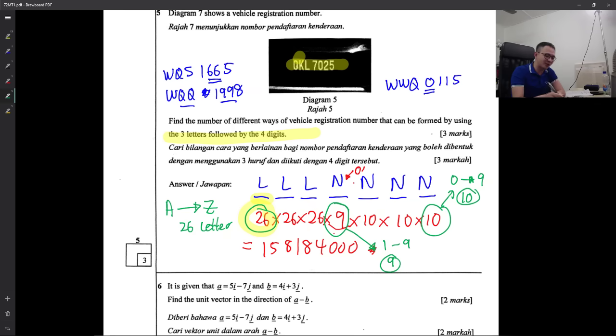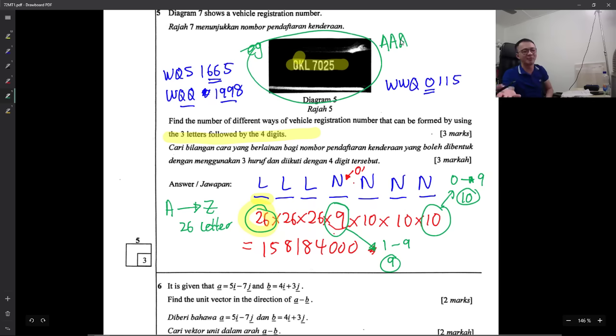Some students might think about using 3 factorial and 4 factorial to do that. If the question says you can only use QKL, then your 3 factorial or 3p3 can be used. But the question doesn't say they only want the QKL given. That means you can have A. You might think A is not in the number plate, but this number plate is just an example. I don't think you need to use the number plate because the question doesn't say so. Okay, I hope I didn't make you so confused.